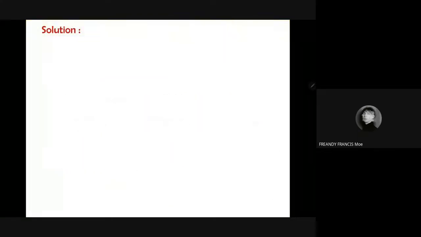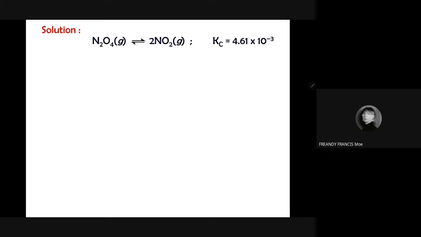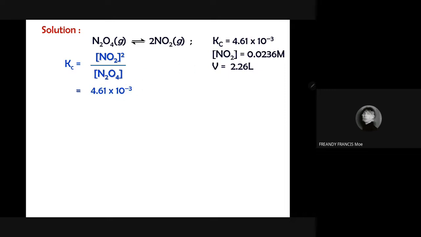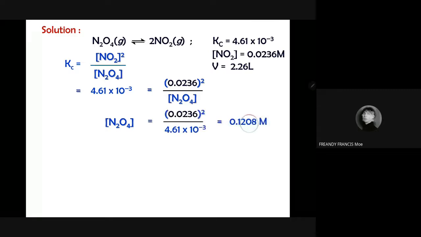So, let's have a look at the solution. So, this is the solution. Dia bagi tahu Kc dia macam ni. Okay. So, first thing is dia bagi tahu yang ini dan dia bagi tahu volume. So, now kita tulis Kc expression yang seperti saya cakap tu. So, tulis. And then kita masukkan nilai Kc tu sama dengan 4.61. Dan ini bersamaan dengan nilai yang ini to the power of 2 divide by that. And arrange that, kamu akan dapat concentration of N2O4. Ini adalah concentration dia.